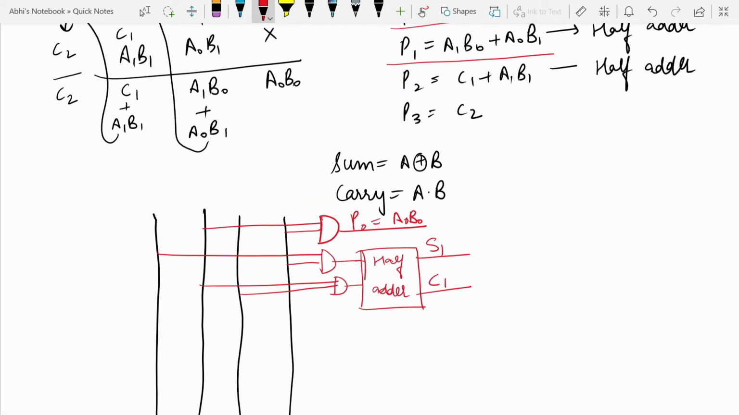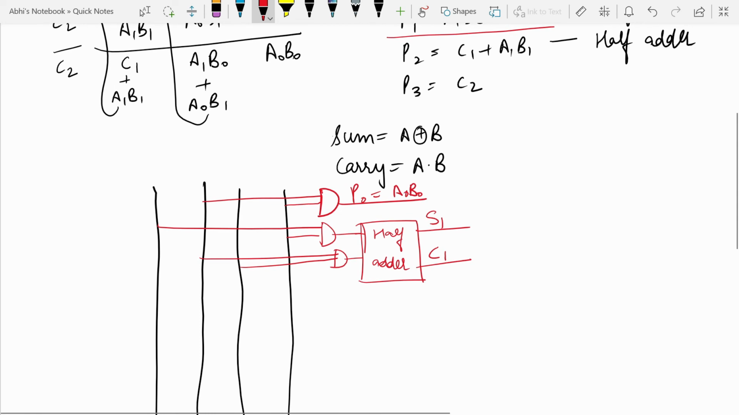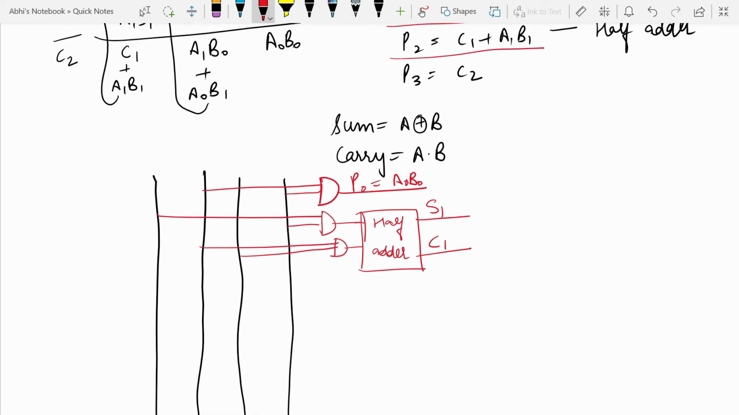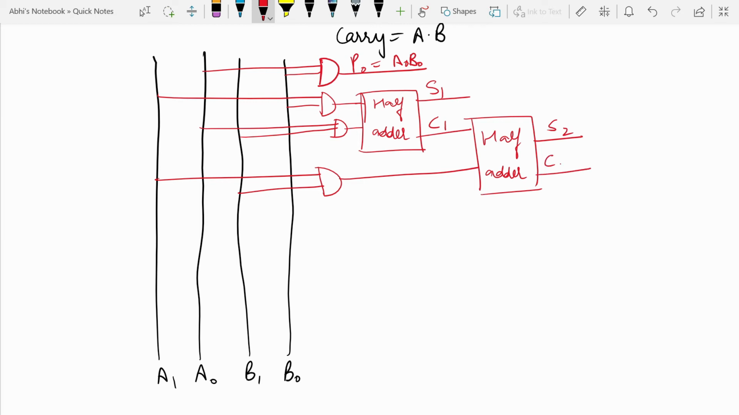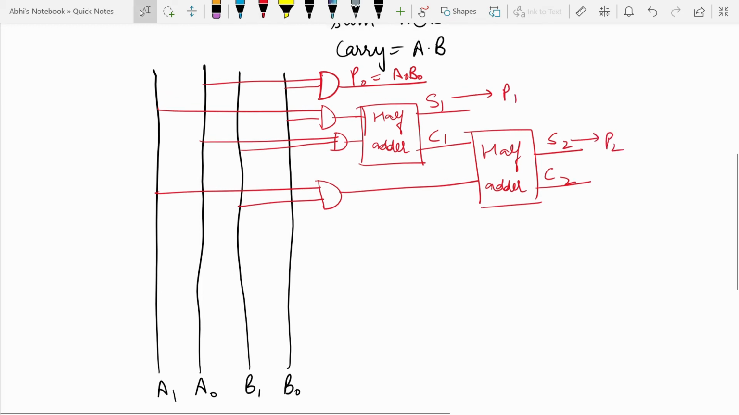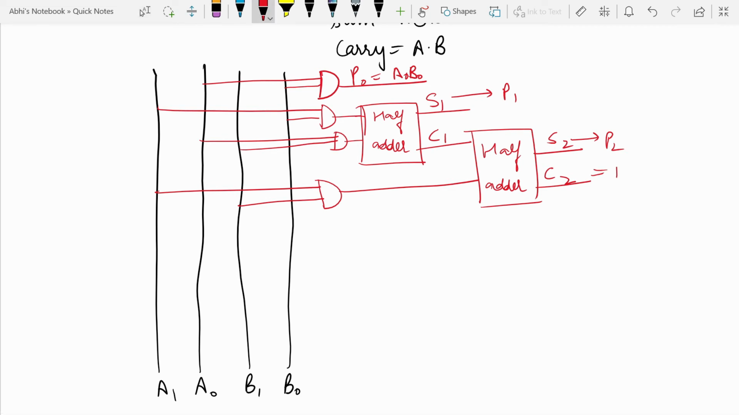Now we'll draw P2, which is C1 plus A1 B1. We'll join C1 and A1 B1 using a half adder. This is S2 and this is C2. This S1 is nothing but P1 and this S2 is nothing but P2. And we know that the value C2 is our P3. So this is the circuit of the 2-bit multiplier.